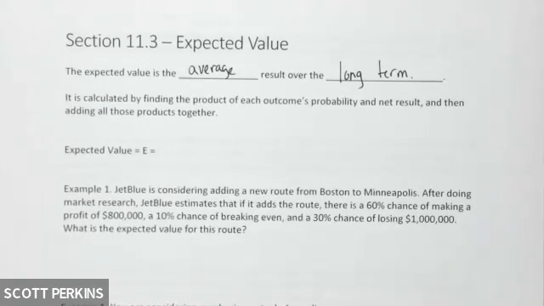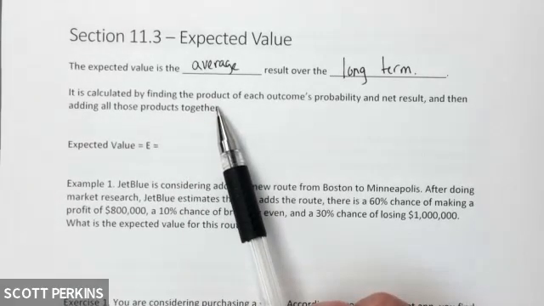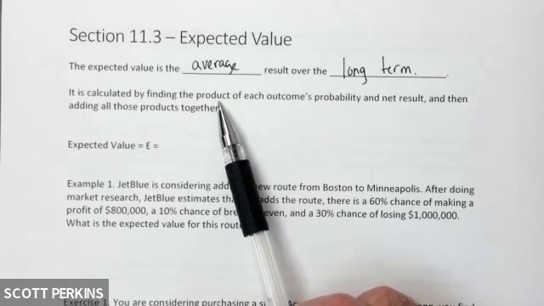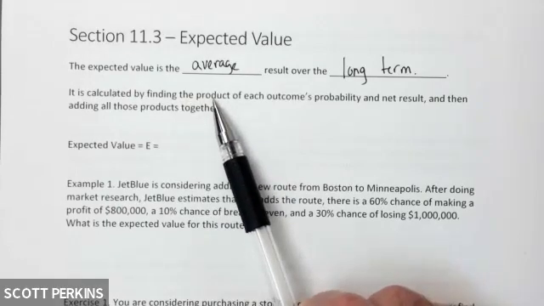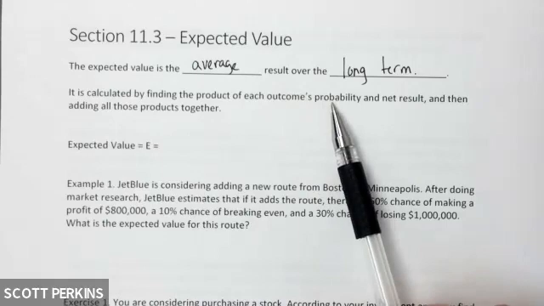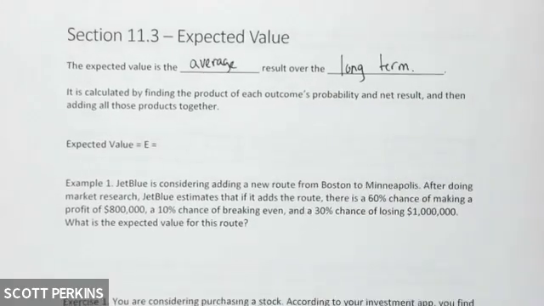So the way that we calculate expected value is we find the product. What does product mean? What mathematical operation does product mean? Multiplication. Yes, the outcome is going to be gotten from multiplication. So we're going to calculate this by finding the product of each outcome's probability and its net result, and then we're going to add all those together.